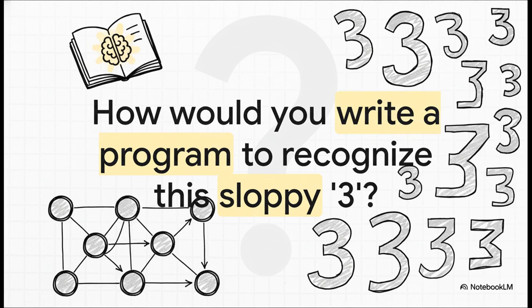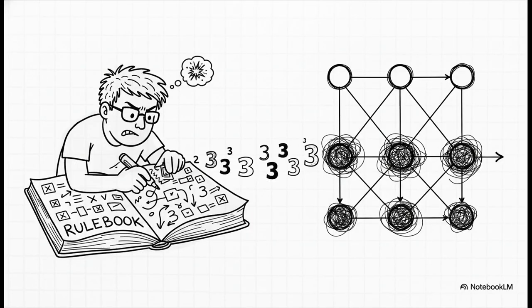No, seriously, stop and think about it. How would you actually sit down and write a program with a bunch of rules to define what a 3 looks like? A loop on top, a curve on the bottom. The variations are practically infinite. It's a nightmare. And that's exactly where neural networks come in.